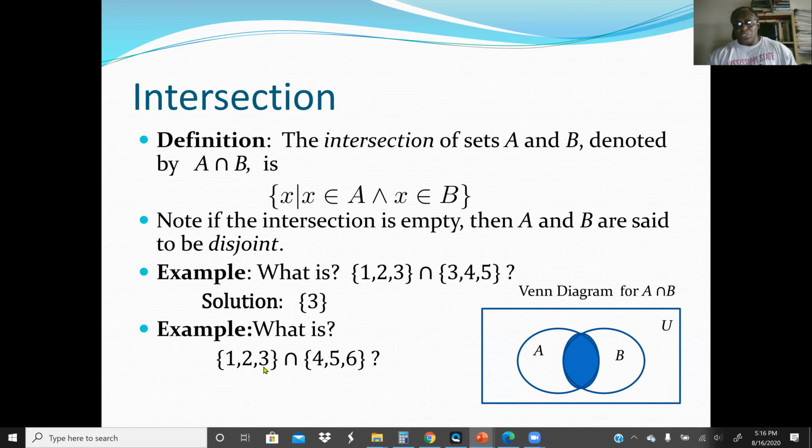Now here we have 1, 2, 3 and 4, 5, 6. The intersection of these will be empty, nothing, because there's no element that is common in both sets. Now if it's union, then it will be 1, 2, 3, 4, 5, 6, because union is every element in A or every element in B. But intersection is every element in A that is also in B. So only the elements that are in both sets form the intersection.